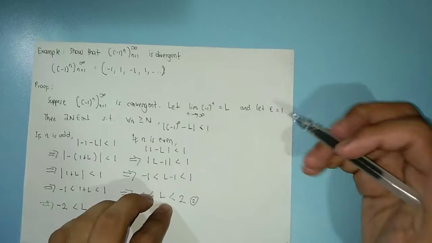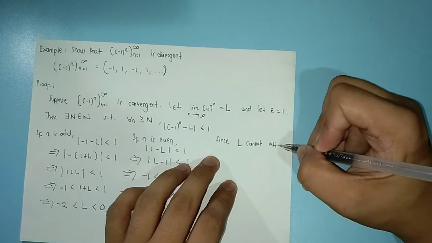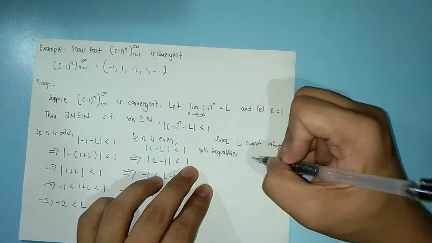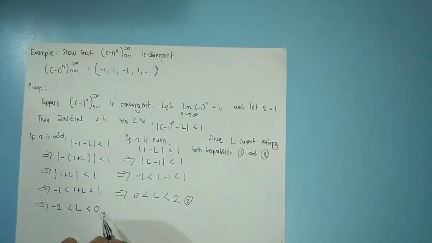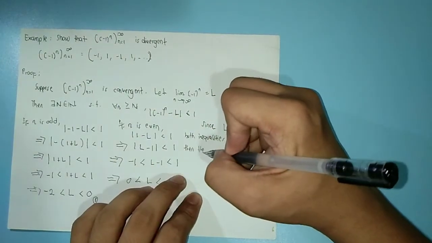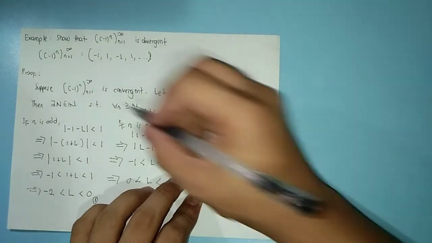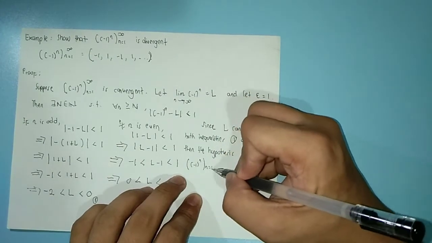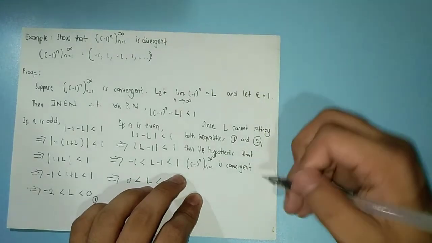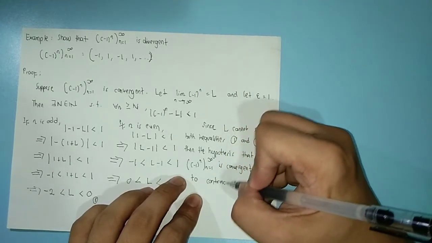Okay? So since L cannot satisfy both inequalities 1 and 2, then the hypothesis that yung sequence natin negative 1 raised to n, n equals 1 to infinity, is convergent leads to contradiction.